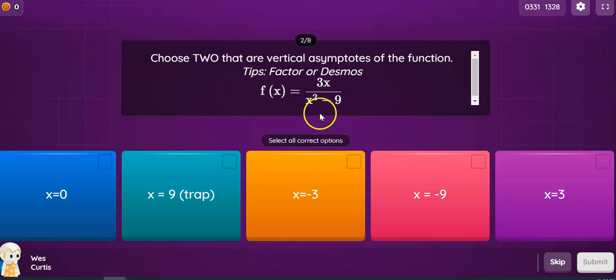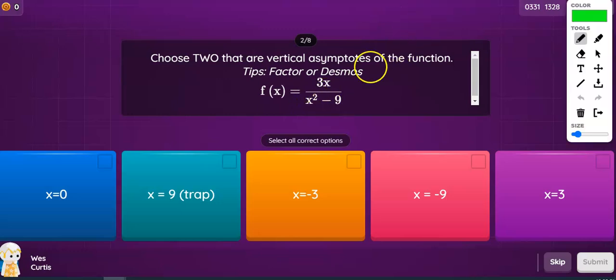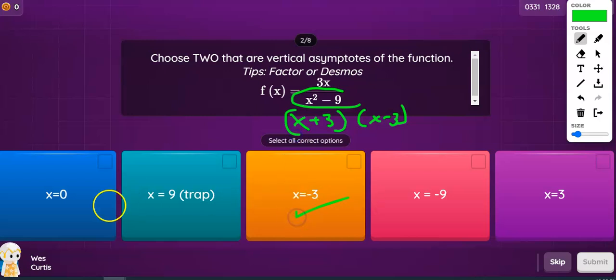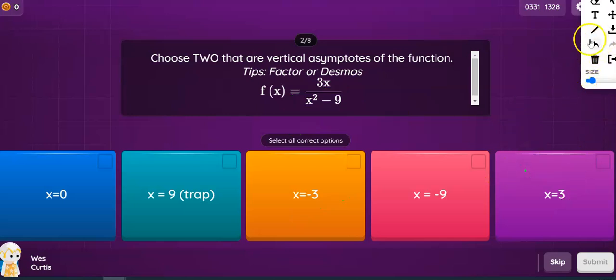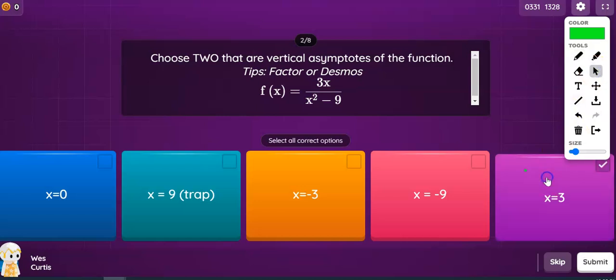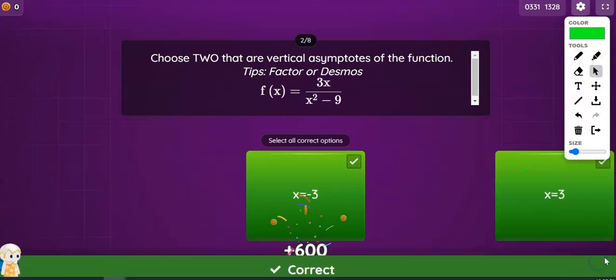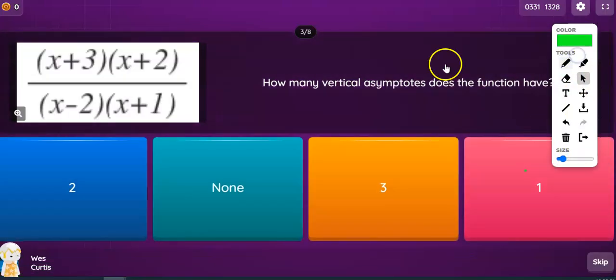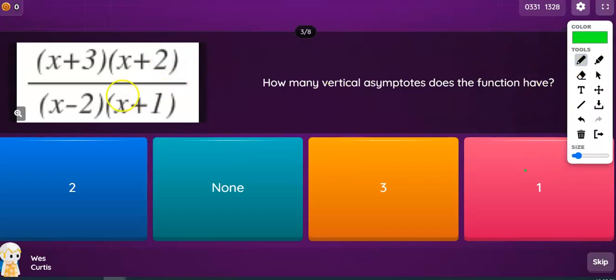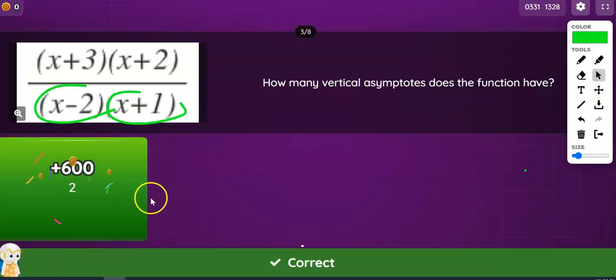So this one might have seemed a little tricky. You might have thought 9, but 9 squared minus 9 would not be 0. But you might notice this one factors to x plus 3 and x minus 3. It's a difference of squares, which would mean it's got to be this one and this one. You can always put it in Desmos and see that it has asymptotes at those spots. Vertical asymptotes at that. How many vertical asymptotes are we going to have? Looks like we got 2 restrictions, and neither of them will cancel to make a hole, so there are going to be 2 vertical asymptotes.